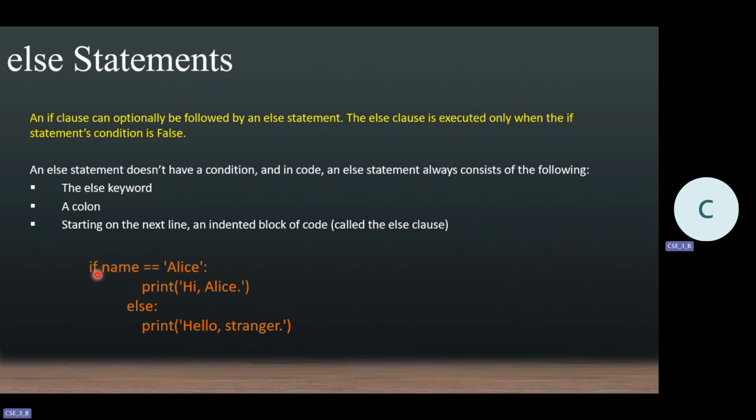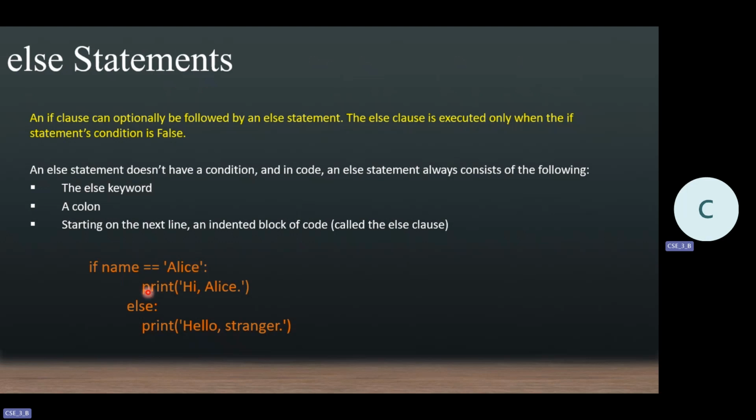Now we can observe with an example. If name is equal to Alice, we print the name as Alice. Otherwise, we print the message hello, stranger. Now we have to observe carefully how the block is represented. So now the problem is, we can observe here.